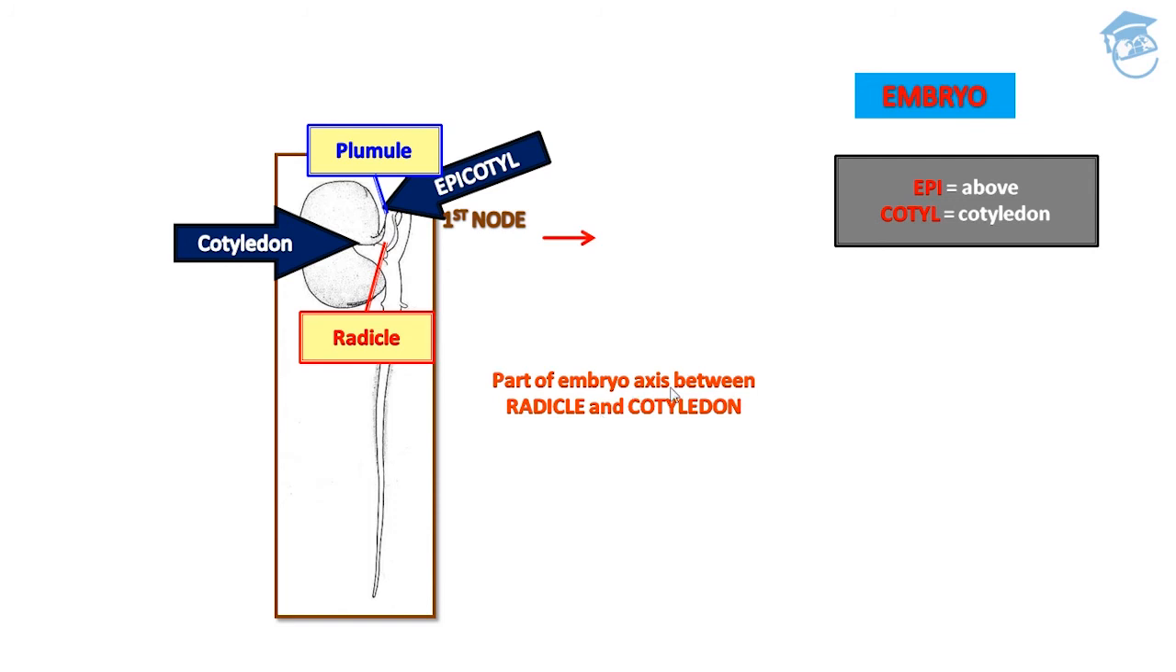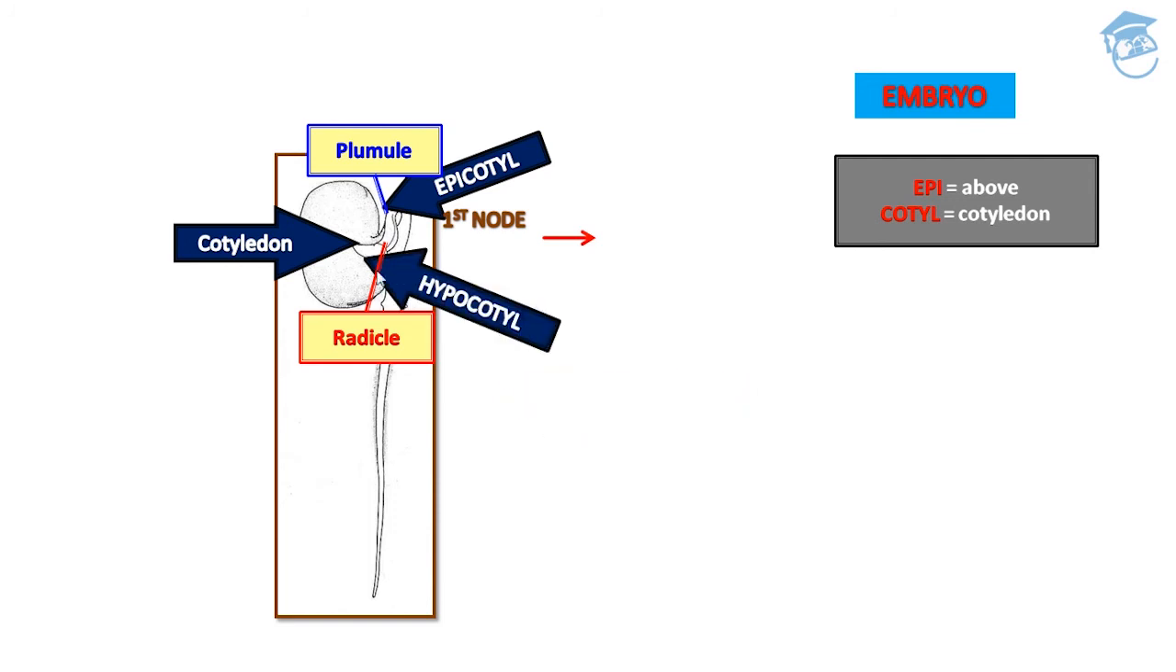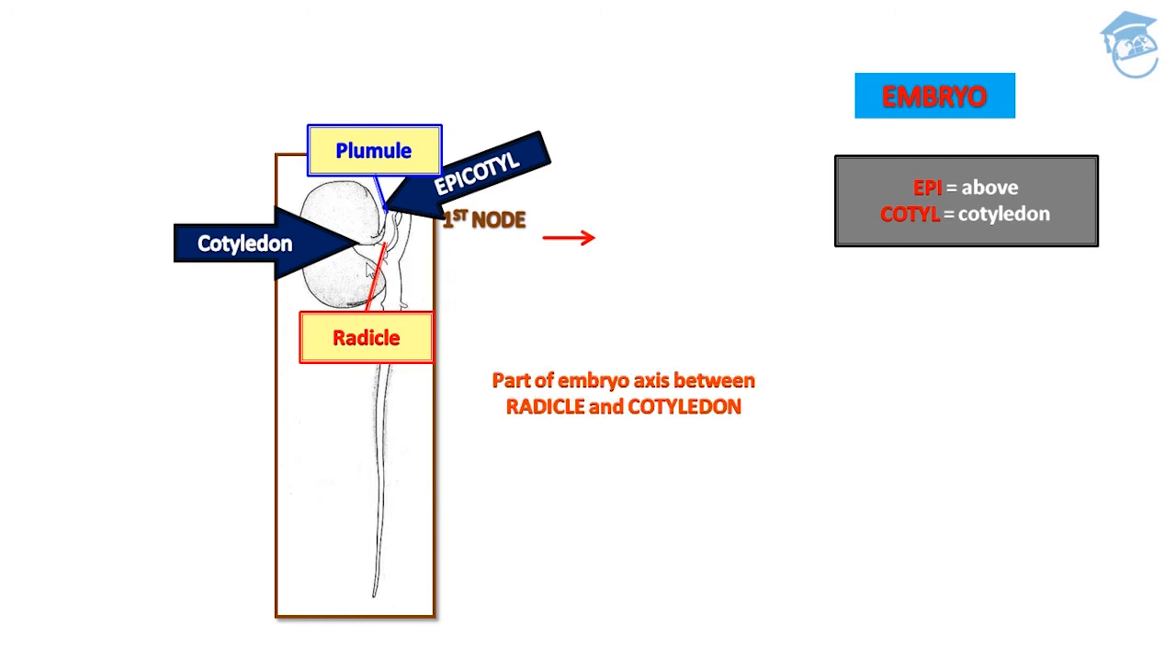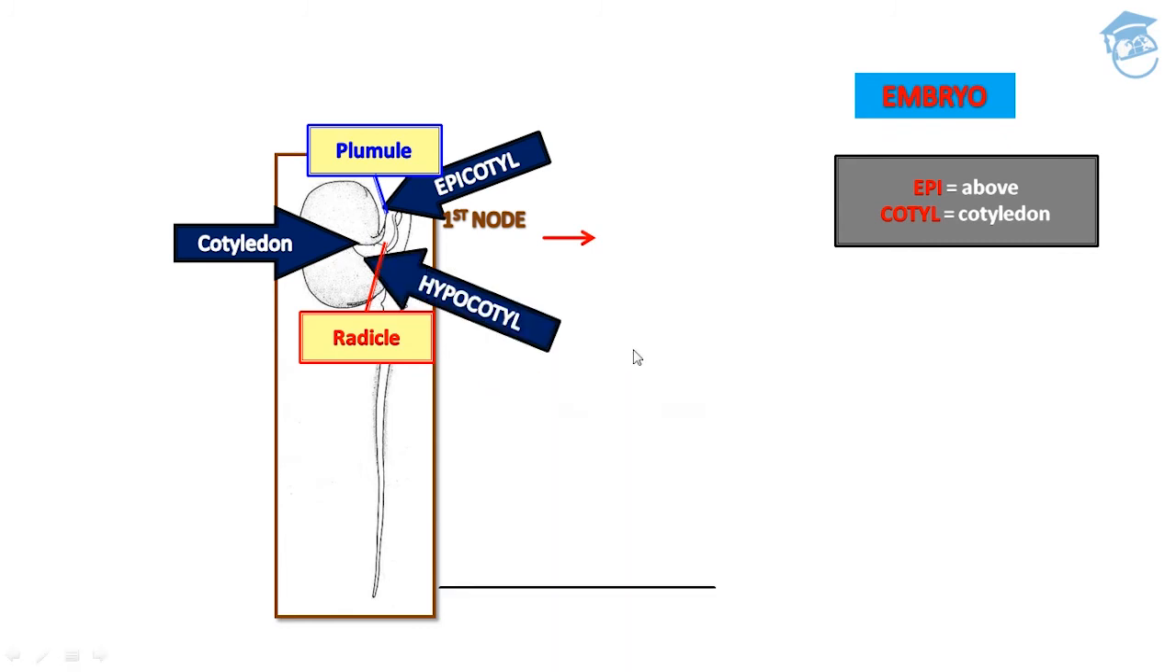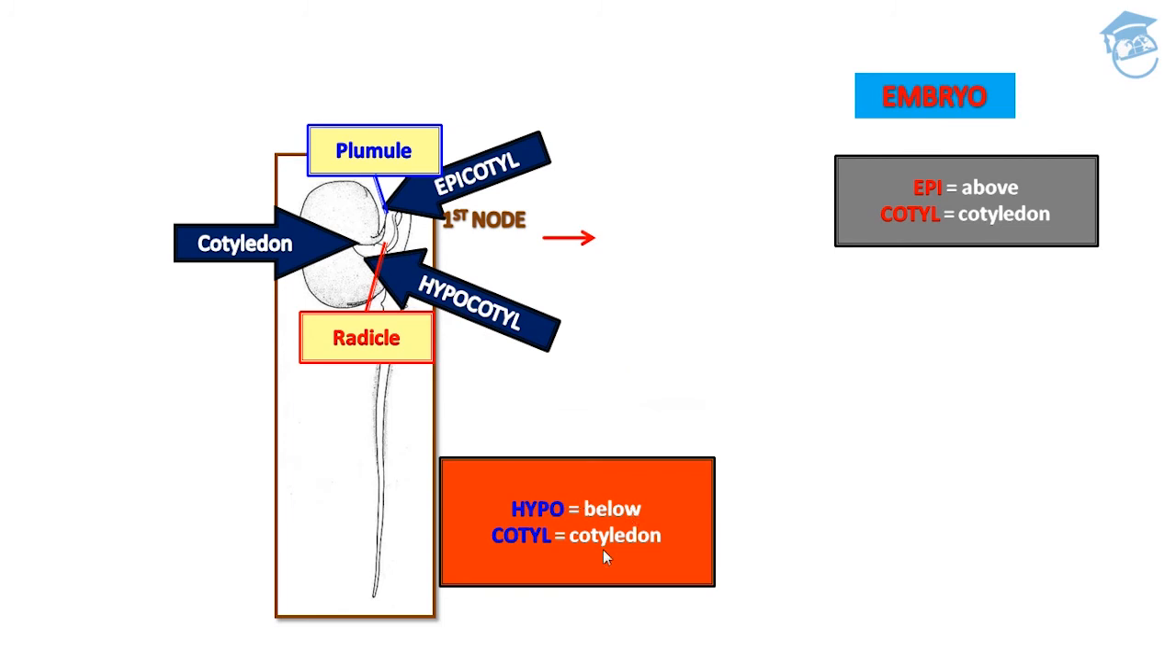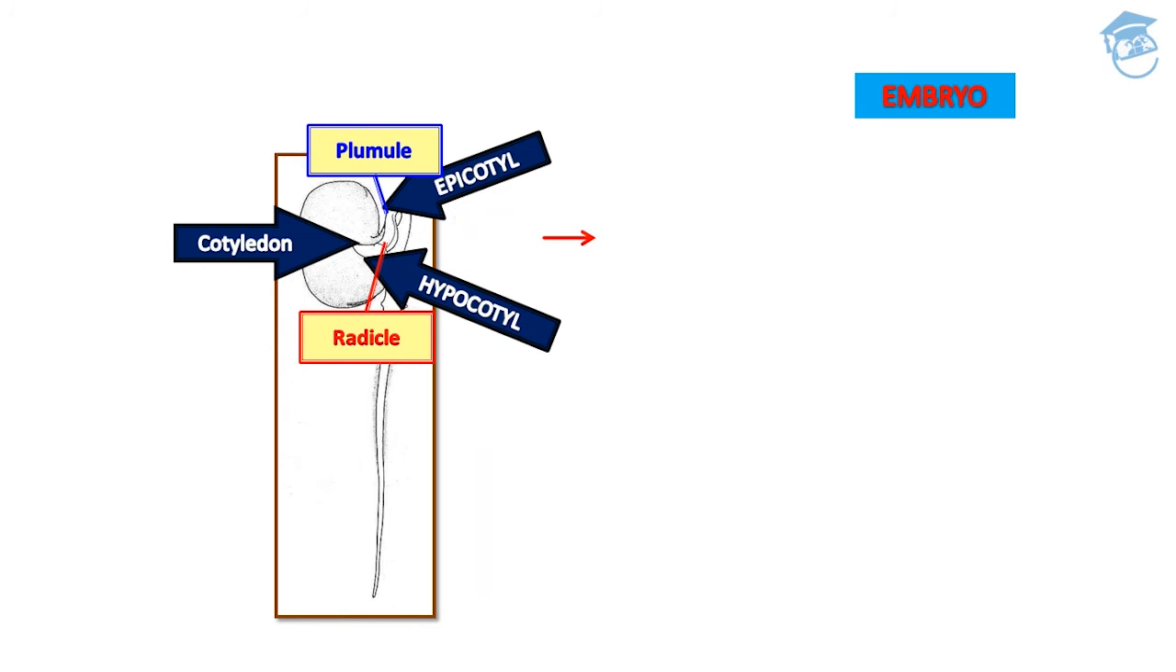And then the part of an embryo axis between radicle and cotyledon is called hypocotyle. I'll repeat, hypocotyle is the part of an embryo axis, also called tigellum, between radicle and cotyledon. See, this is radicle and this is cotyledon. Between these two is called hypocotyle. Hypo means below, so below the region of the cotyledon the hypocotyle is formed, and above the cotyledon is the epicotyle. I hope it is clear to you now. Epicotyle and hypocotyle are above and below the cotyledon respectively.